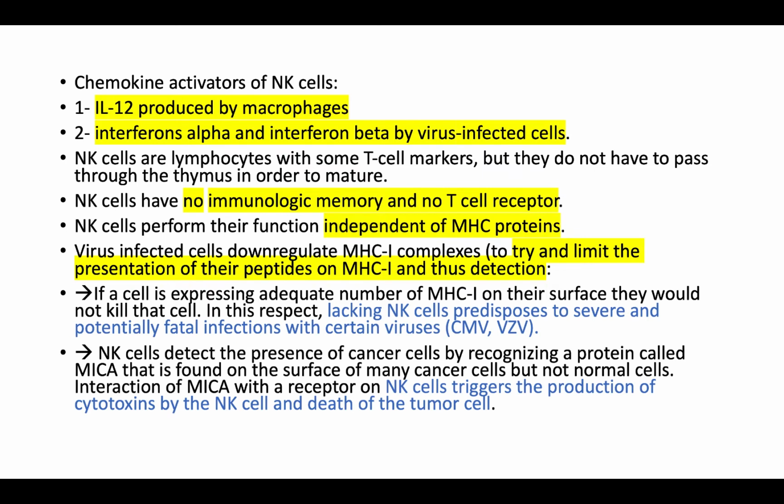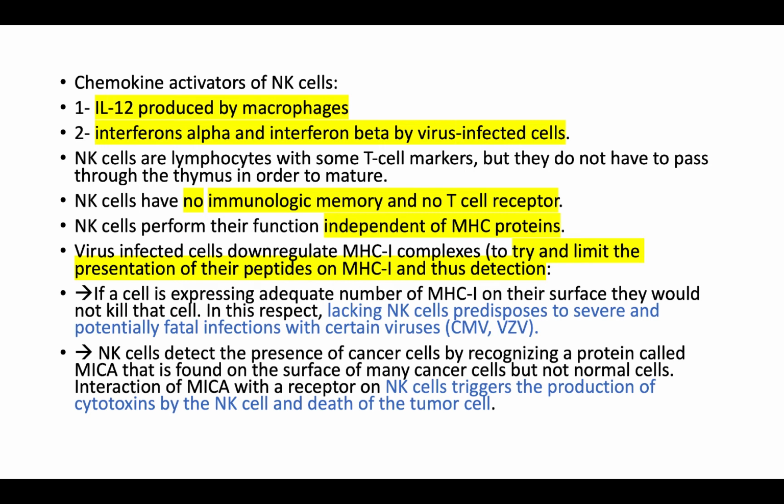Now regarding the cytokines that activate NK cells: interleukin 12, which is produced by macrophages, and interferon alpha and interferon beta. Remember we talked about interferon, these improve killing of viruses. So if you have interferons, your ability to kill viruses is usually enhanced. How does that happen? By improving my natural killer cells to kill virus-infected cells. So interferon alpha and beta are well known activators of NK cells.